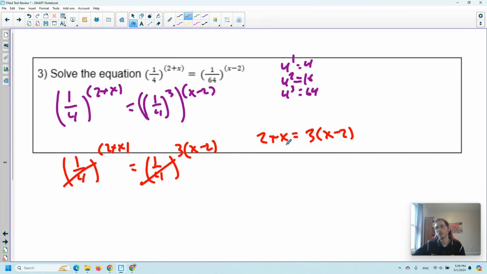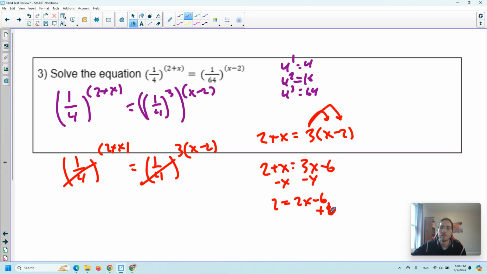Here again, just like when we turned our exponential equation into the fraction one, we turned it into a pretty quick equation. We can distribute the 3, so 2 plus x equals 3x minus 6. Now we're just trying to get the x by itself. Minus x both sides, 2 equals 2x minus 6. Plus 6 both sides, 8 equals 2x. Divide by 2 both sides, 4 equals x. And so we're all set. So that's what we got.